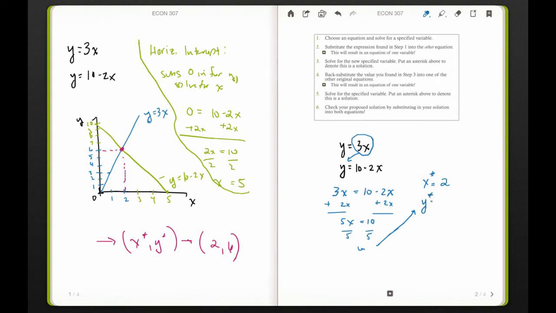So let's say y star is equal to 3 times 2, which is equal to 6. I could have just put this x star into the other equation and I should come up with the same thing. 10 minus 2 times 2 is equal to 6. So that's it. So using math, I've come up with the solution to this system of equations as (2, 6).